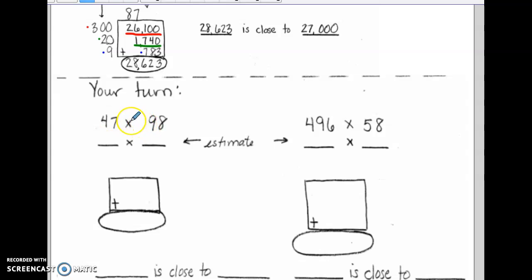47 times 98. Let's make an estimate. What would you put here and here? What do you think? I think I'd go with 50 and 100. Now, how would we set up our math problem? Well, let's start with our 98 on the top, okay? And how are we going to break up our 47 for the side, for our width? Well, let's do 40 and 7, okay?